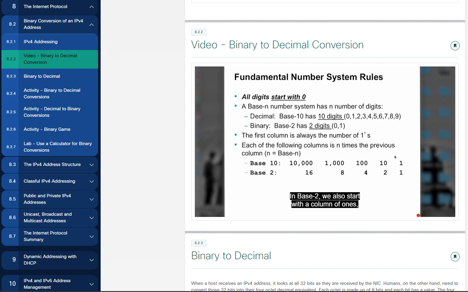In base 2, we also start with the column of ones. The next column would be 2 times the previous column, or 2. The next column after that would be 2 times 2, 4. The next column, 2 times 4, 8, and so on.